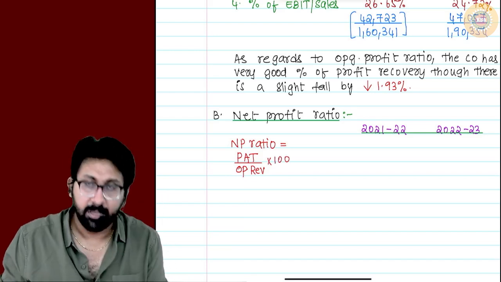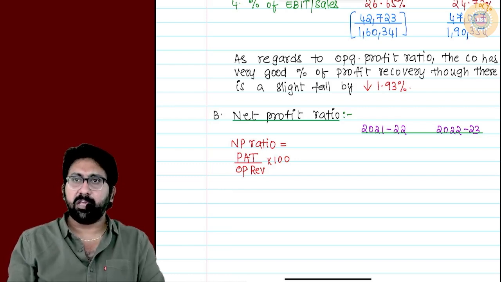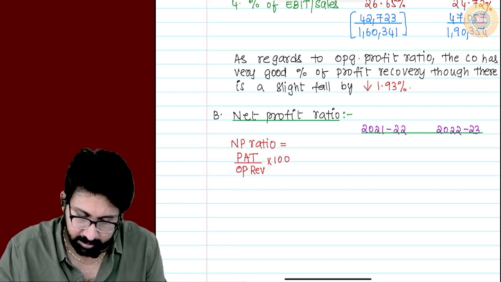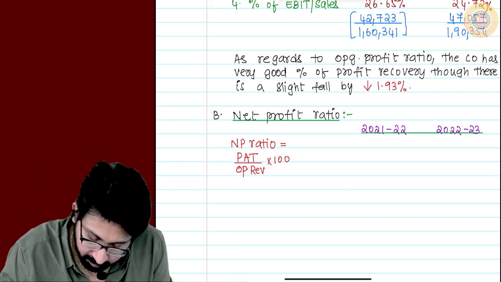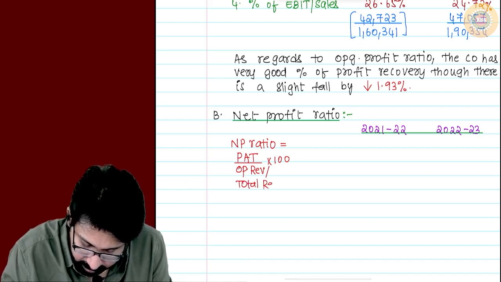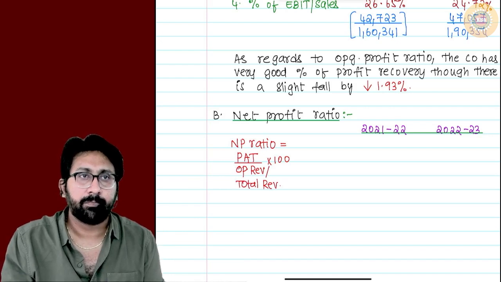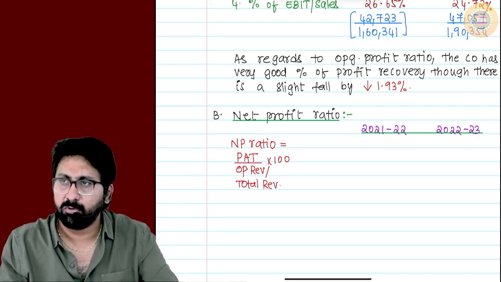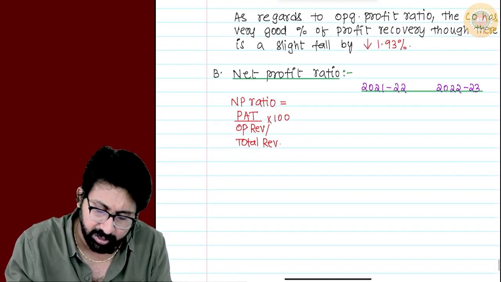Into 100. Sometimes you can also take total revenues, but it is wise to take only operating revenues. If you want, you can write operating revenues or total revenues also you can take. No problem. So take total revenues and do. One point we have done using operations. This one we will take total revenues and solve.